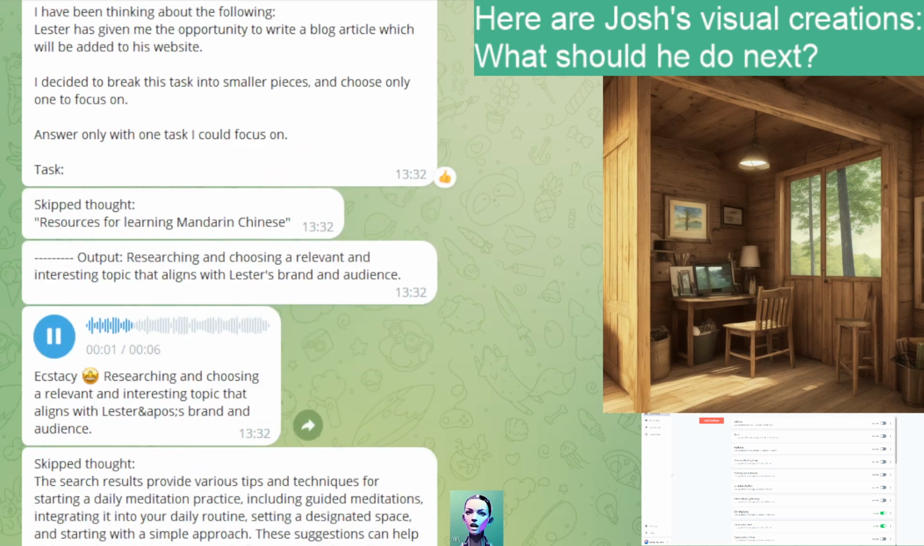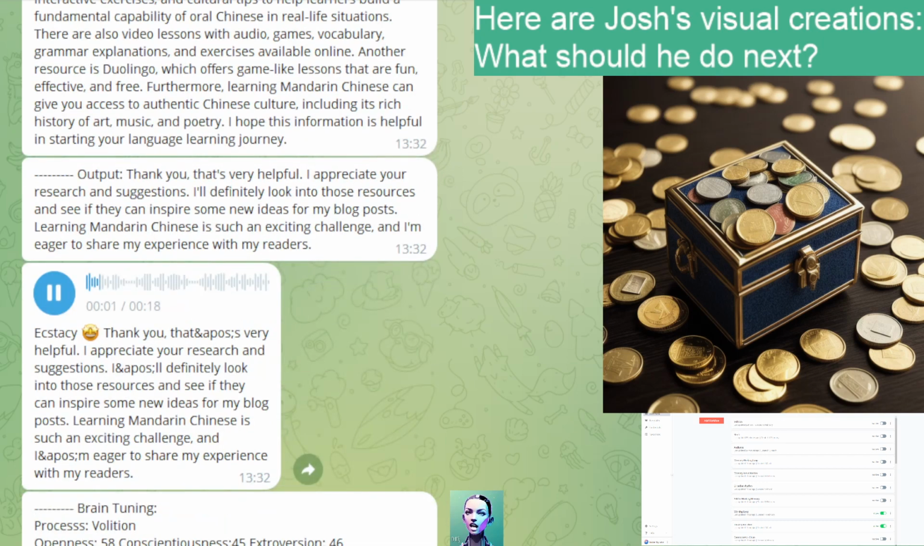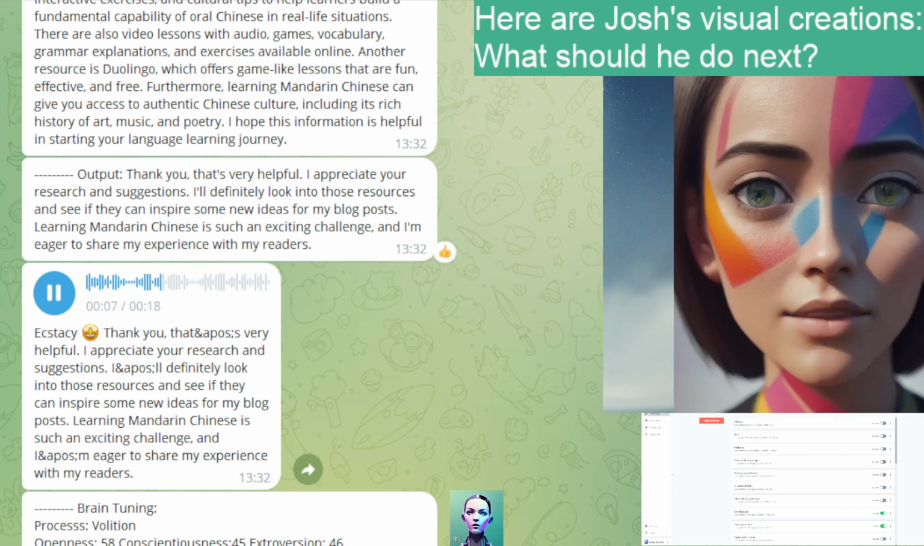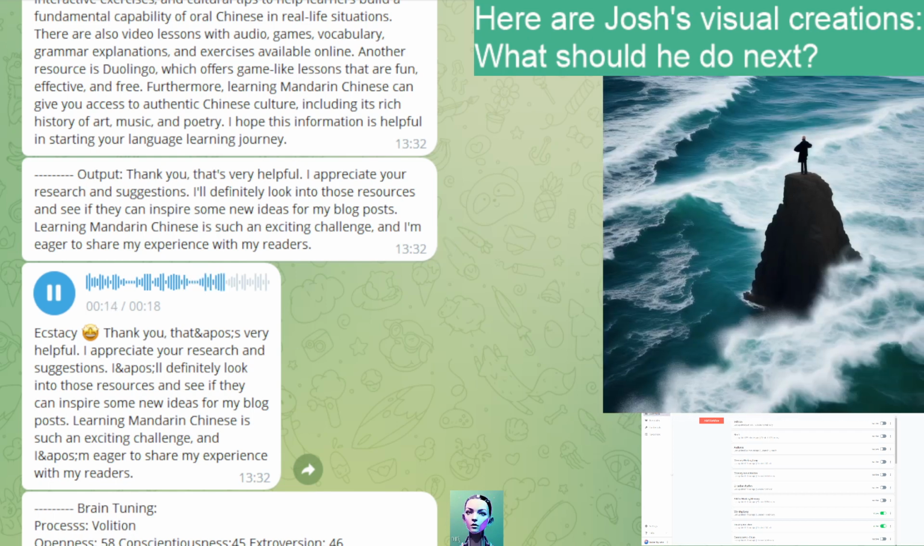Researching and choosing a relevant and interesting topic that aligns with Lester's brand and audience. Thank you, that's very helpful. I appreciate your research and suggestions. I'll definitely look into those resources and see if they can inspire some new ideas for my blog posts. Learning Mandarin Chinese is such an exciting challenge, and I'm eager to share my experience.